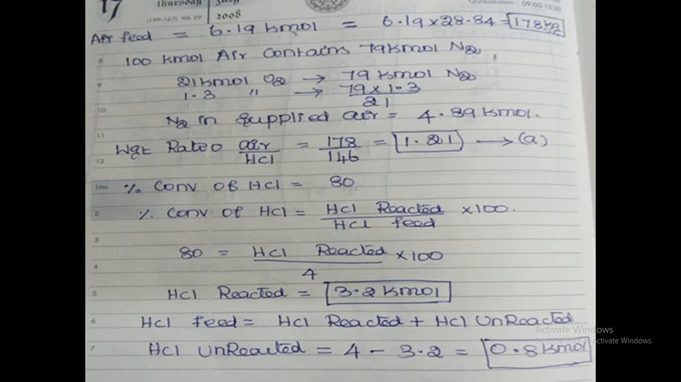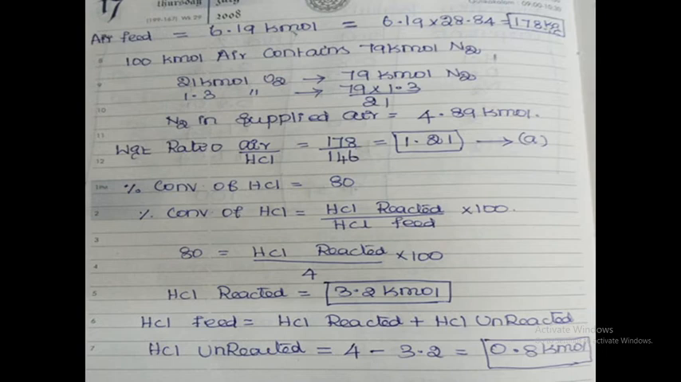So what are the components present in the product side? We have two reactants, HCl and oxygen. Finally we have the products chlorine and water. Here, first we are going to calculate how much HCl is unreacted. Why? Because the unreacted HCl value is also present in the product side.